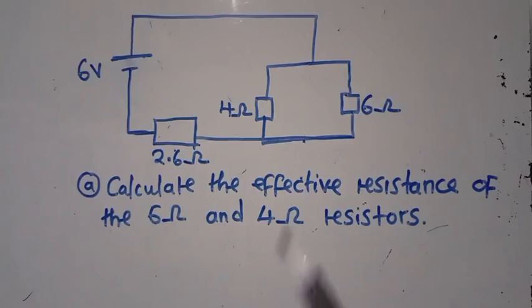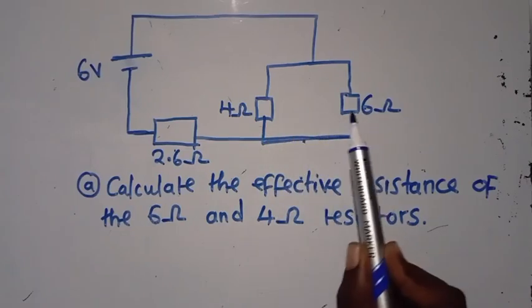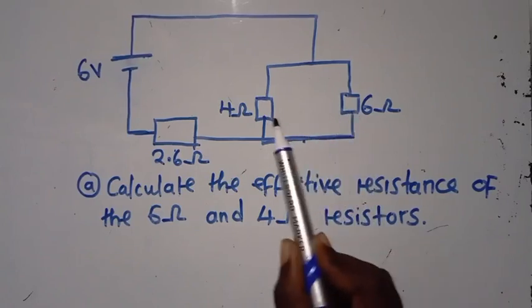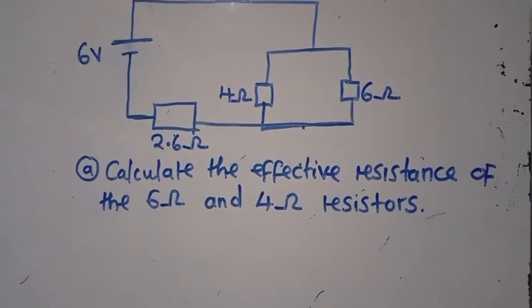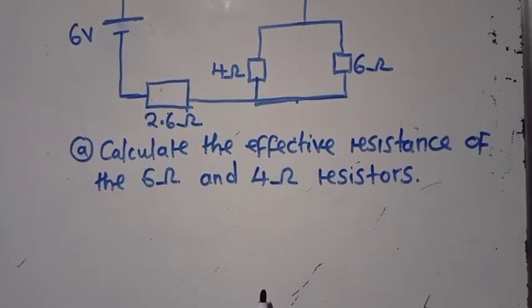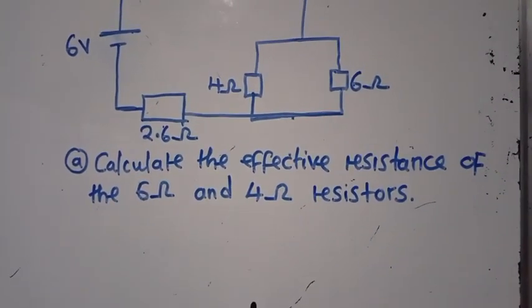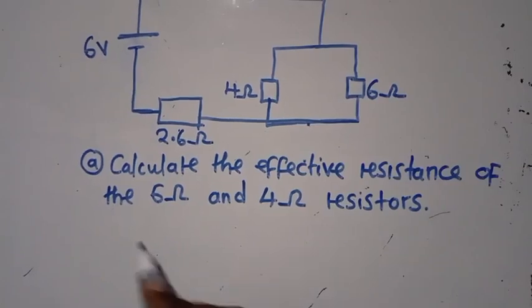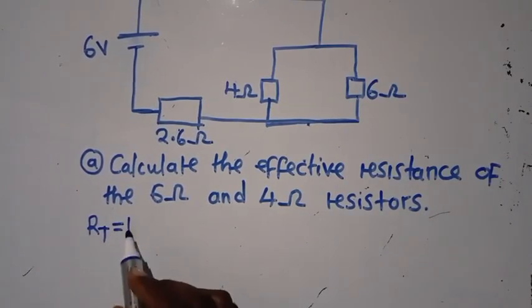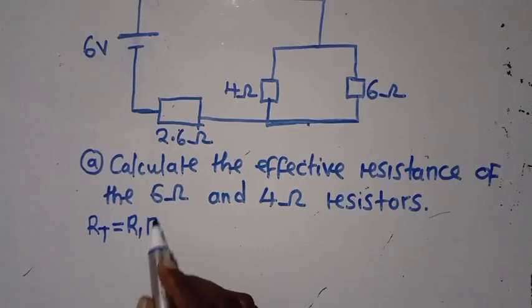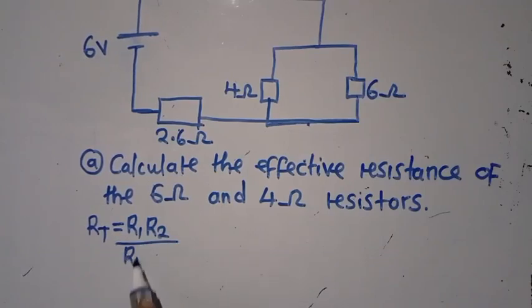If you are given 2 resistors that are in parallel, there is a short formula that we use, which is only applicable to 2 resistors. The formula is: total resistance is equal to resistor 1 multiplied by resistor 2, over resistor 1 plus resistor 2.